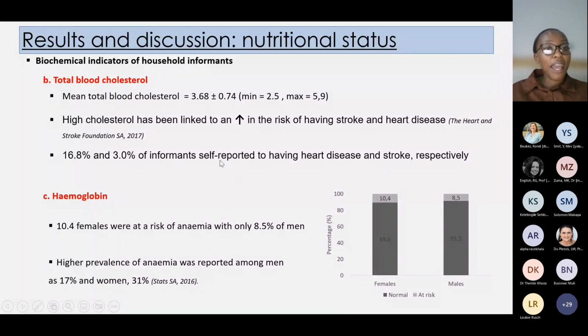And the third one under the biochemical indicators is hemoglobin. Only 10.4% of females and 8.5% of males were at risk of being anemic. Another study by Statistics South Africa 2016 also reported a higher prevalence of anemia, 17% among men and 31% among women. Our study found much lower prevalence as compared to this study.